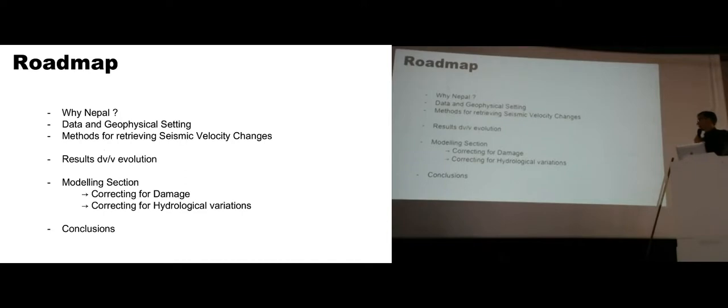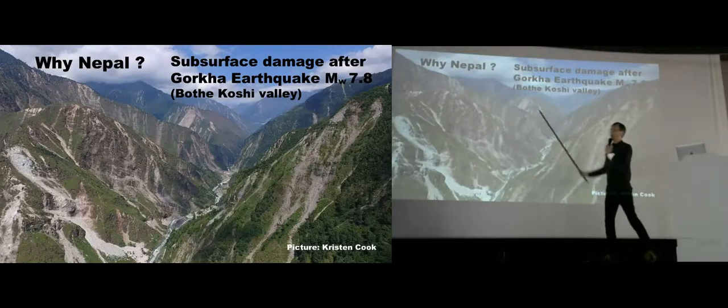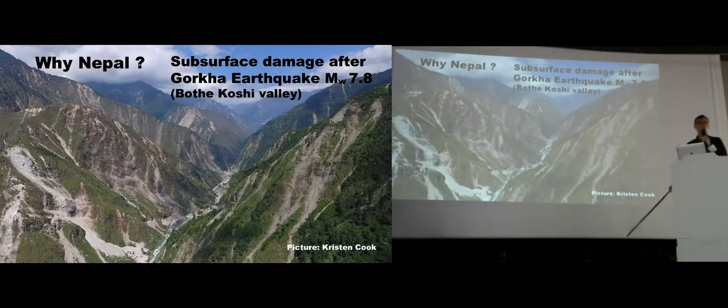So what I want to show here is why we talk about Nepal. I will explain the geophysical setting and then go to the modeling. This is an image of the landscape in Nepal taken by Christine after the earthquake. And everything that is light gray is landslide area. It's not all happened during the Gorkha main shock, but there's a lot. So there was a lot of landsliding, and you see the landscape looks pretty scary, actually, if you think how much material is transported down all the time.